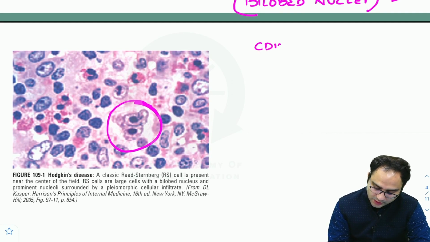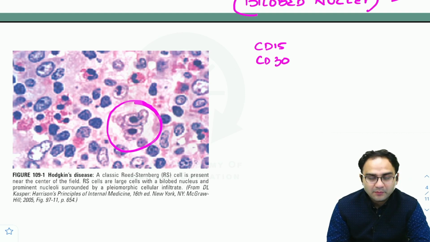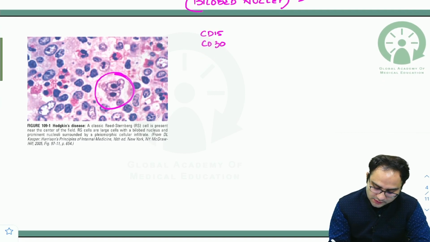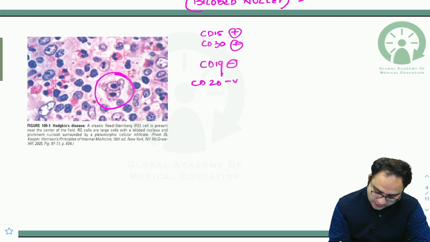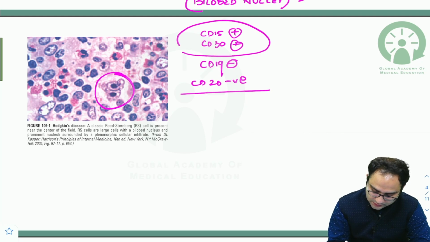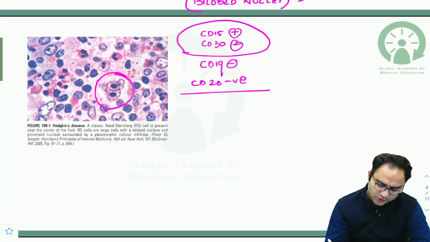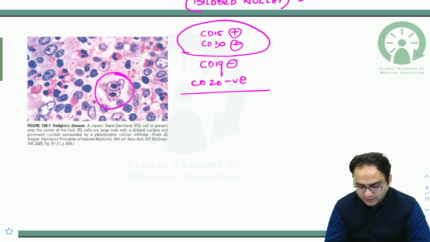And there are particular CD markers which are very classical of Reed-Sternberg cells. What are those markers? It is CD15 positive, CD30 positive, and CD19 and CD20 negative. So it is CD15 and 30 positive, whereas 19 and 20 are negative. This you have to remember because you will be given a clinical scenario in your exam and you can be asked about these CD markers. So 15 and 30 you have to remember. This is the CD marker of a Reed-Sternberg cells.